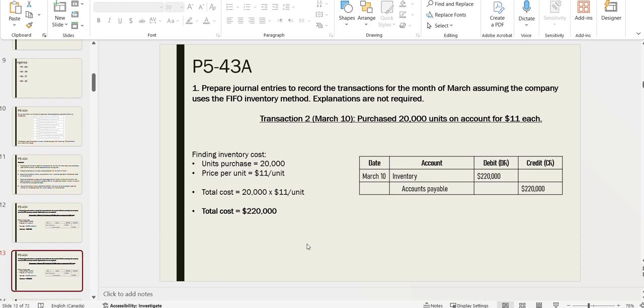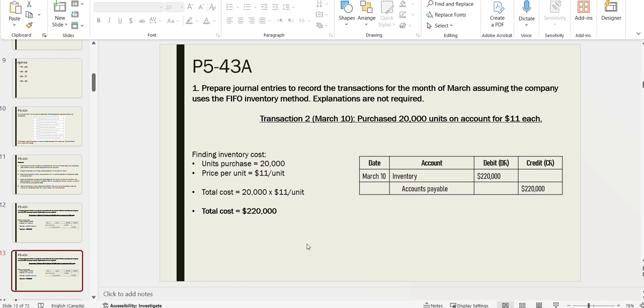The second transaction is here. The company purchased 20,000 units on account for $11 each. So again, like the previous transaction, our inventory goes up for $220,000, and because our purchase was on account, accounts payable is $220,000.